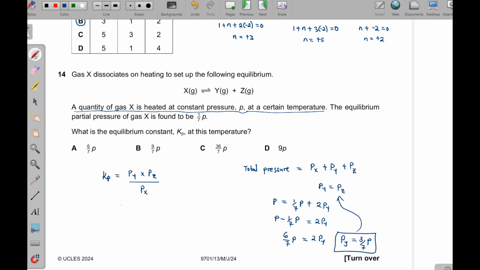Are we there? So meaning here we shall have 3 over 7 of P, then times 3 over 7 of P, then we divide by 1 over 7 of P. So meaning, what are we going to have here? This P can cancel with that, and then you have 9 over 49 of P, then times the reciprocal of this one here, which will be 7 over 1. And this one can go here 7 times, right? So that means the answer which we get here will be 9 over 7 of P. And that is B.